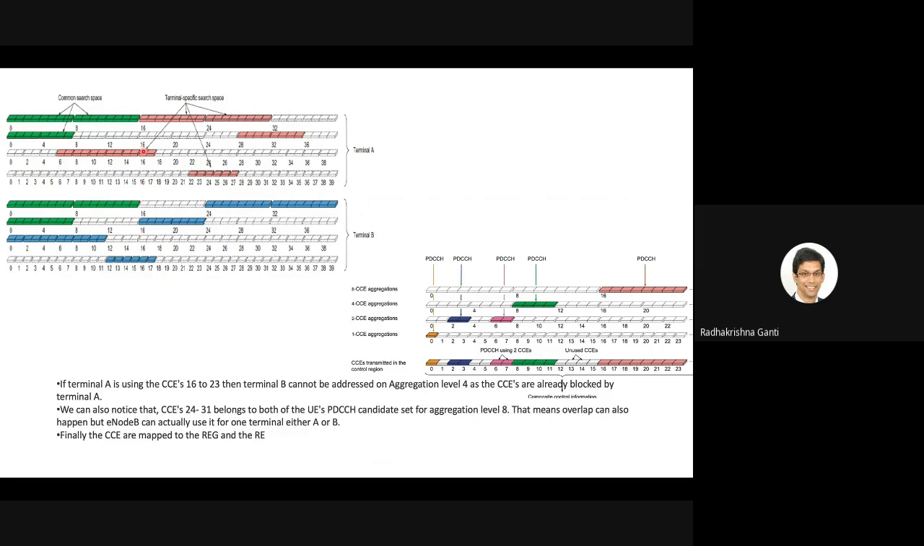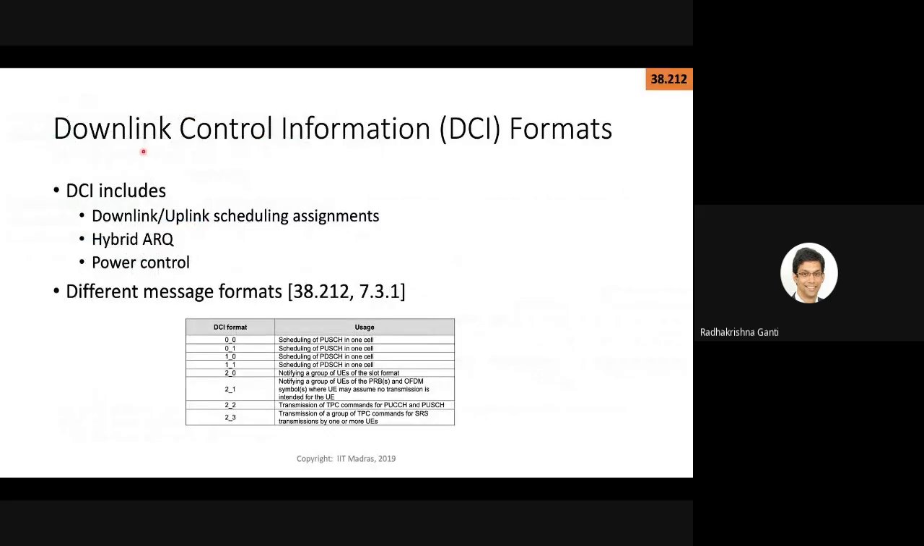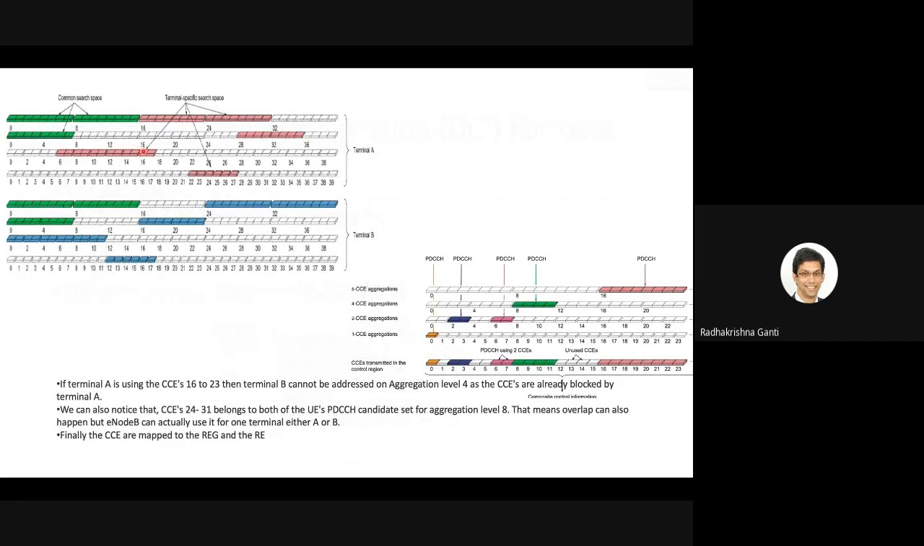Here, they introduce the notion of coreset because there's a notion of bandwidth parts and other things. They don't want to generally broadcast information all around. So I hope you understood the notion of what is a coreset, what is a resource element group, what is a CCE, and what is a search space. Finally, CCEs are the things in which you map the control information. CCEs are a higher level abstraction. They have REG bundles, REGs, and REs finally.